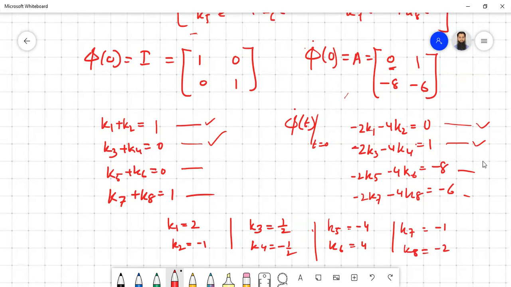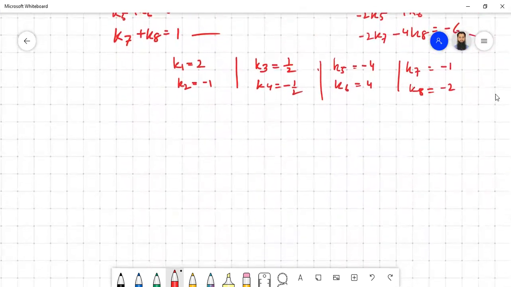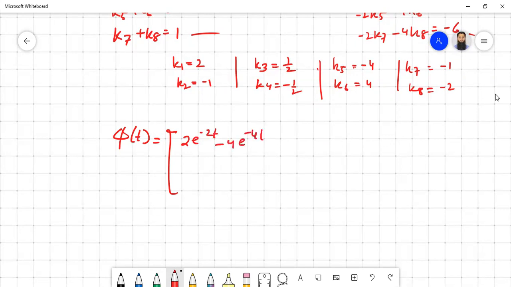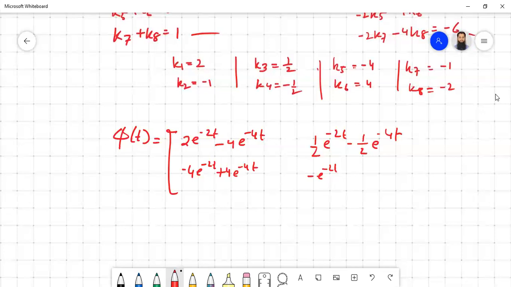So if you replace these values, then you can find our state transition matrix, that is phi of t equal to: 2 e to the power minus 2t minus 4 e to the power minus 4t? Actually the first row: 2 e to the power minus 2t minus e to the power minus 4t... as stated, then half e to the power minus 2t minus half e to the power minus 4t. Then you have minus 4 e to the power minus 2t plus 4 e to the power minus 4t. And then you have minus e to the power minus 2t plus 2 e to the power minus 4t.